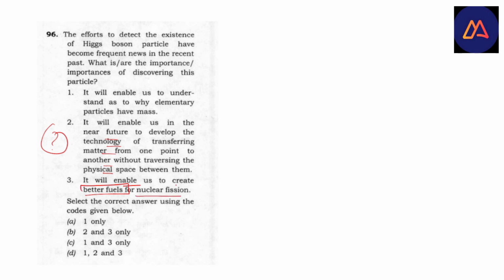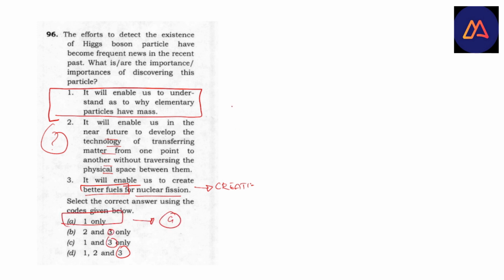See, understanding Higgs boson can at least give you an understanding of the subatomic particles. But how does it help in creating? It is basically about understanding the elementary particle. The importance of Higgs boson is that the basic elementary particles are understood, but how are you going to create? So 3 is wrong. So when 3 is wrong, only A is the answer. And so this is wrong.